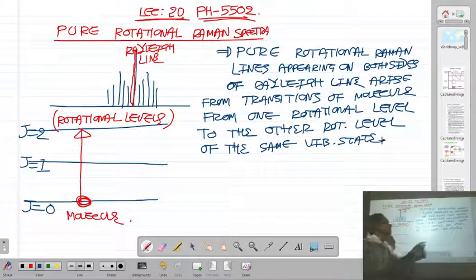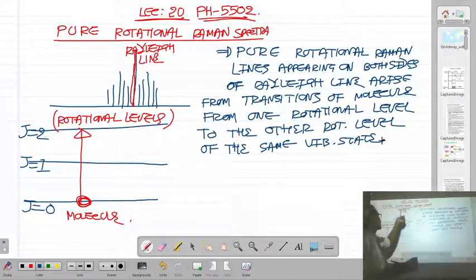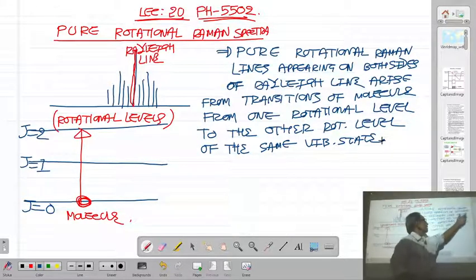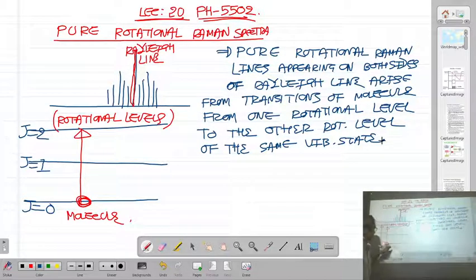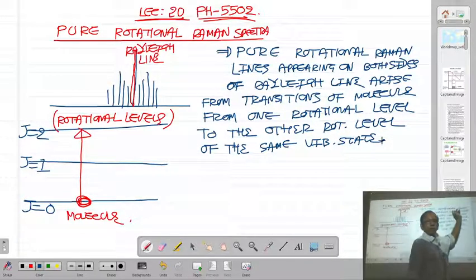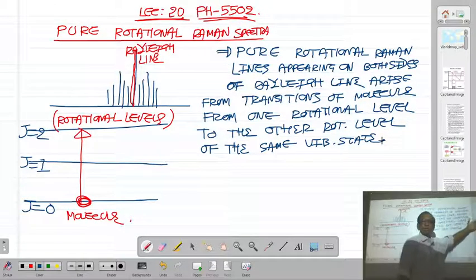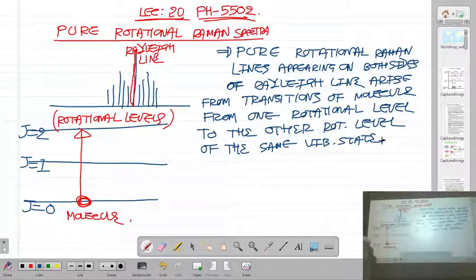And that is why I have mentioned here that pure rotational Raman lines appearing on the right hand side and left hand side of the Rayleigh line, on both sides of the Rayleigh line, arise due to the transition of the molecule from one rotational level to the other rotational level belonging to the same vibrational state. So when the molecule makes a transition from one rotational level to the other, these types of rotational lines on both sides of the Rayleigh line are produced.